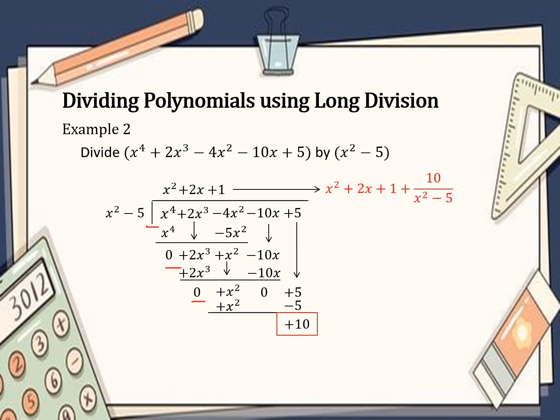So the quotient can be written as x squared plus 2x plus 1 plus the remainder over the divisor. So plus 10 over x squared minus 5. Okay, did you get it? Okay, that's good. So we will now proceed to our next example.